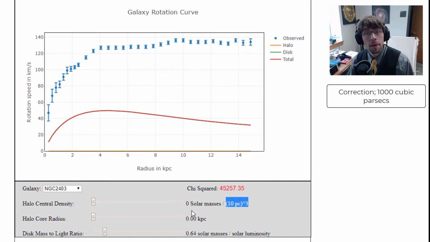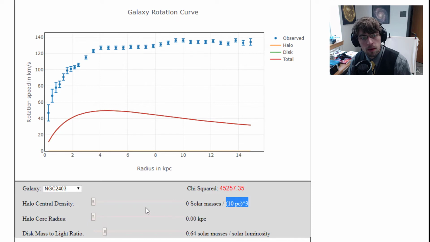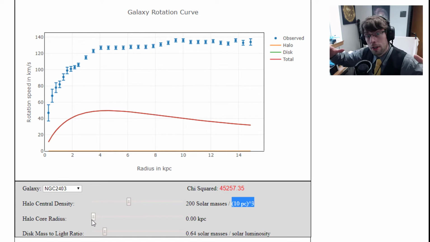Okay. How many solar masses of dark matter do I need per 10 cubic parsecs of space? Okay, so we can do something like, let's go ahead and make this 200 solar masses. And right now we say that that extra 200 solar masses per 10 parsec cubed has a radius of 0. It doesn't extend anywhere.